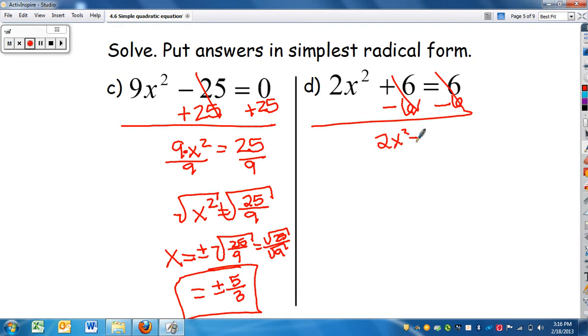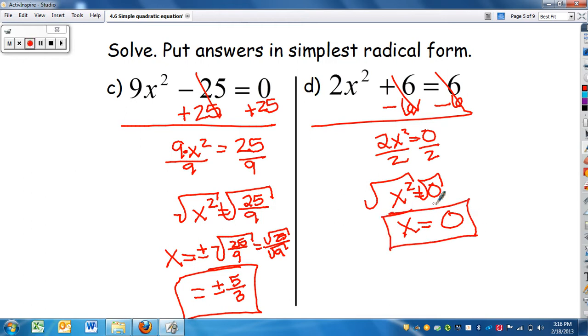2x squared equals 0. Divide by 2. 0 divided by 2 is 0. Square root. x equals the square root of 0, which is 0. And on 0, we don't need plus or minus because 0 is neither positive nor negative. It's just 0. So we only have one answer with this one versus the 2 we were getting before.